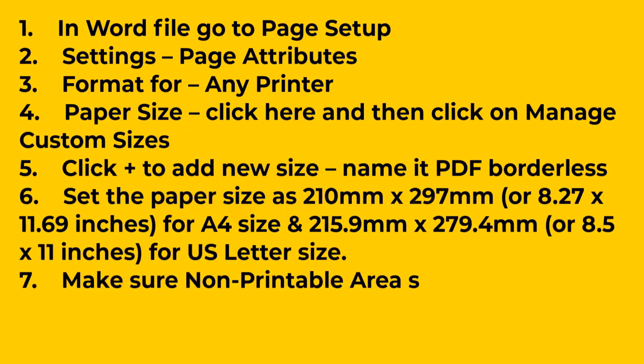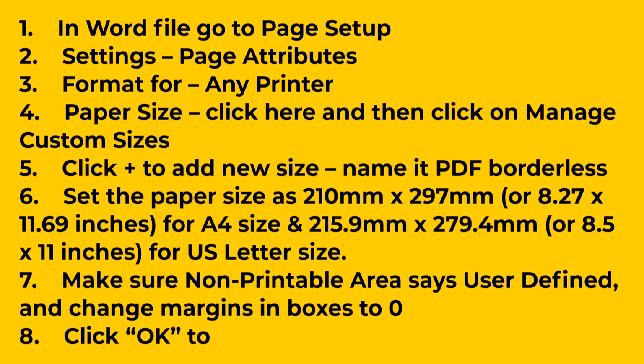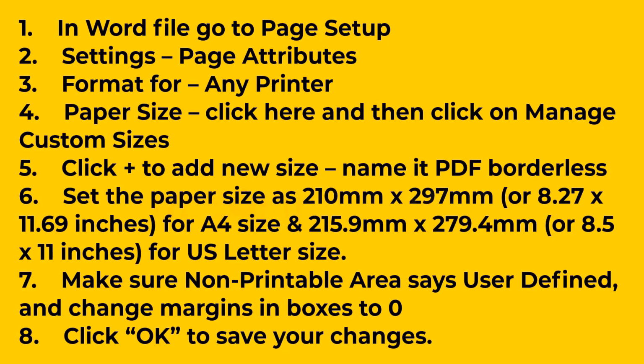5. Click to add new size, name it PDF border less. 6. Set the paper size as 210 mm by 297 mm, or 8.27 by 11.69 inches, for A4 size, and 215.9 mm by 279.4 mm, or 8.5 by 11 inches, for US letter size. 7. Make sure non-printable area says user-defined, and change margins in boxes to 0. 8. Click OK to save your changes.